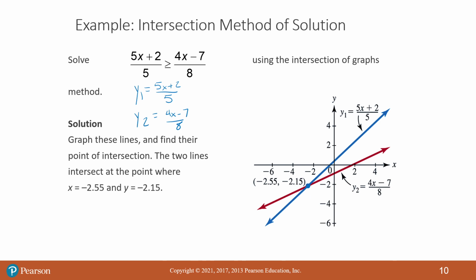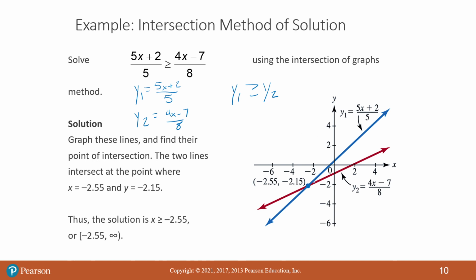You have your intersection point here. So when we graph these lines and find their point of intersection, the two lines intersect at the point where x is negative 2.55 and y is negative 2.15. Now, this isn't the answer quite yet. The answer of this problem is when y1 is greater than or equal to y2. Y1 in my case is the blue line, y2 in my case is the red line.